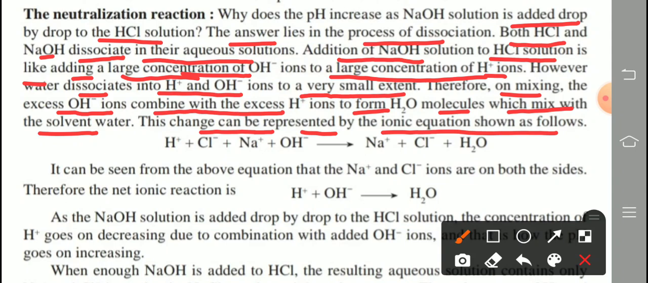See this video carefully, read again and again what explanation is given here. Now that change can be represented by the ionic equation. Now see that.